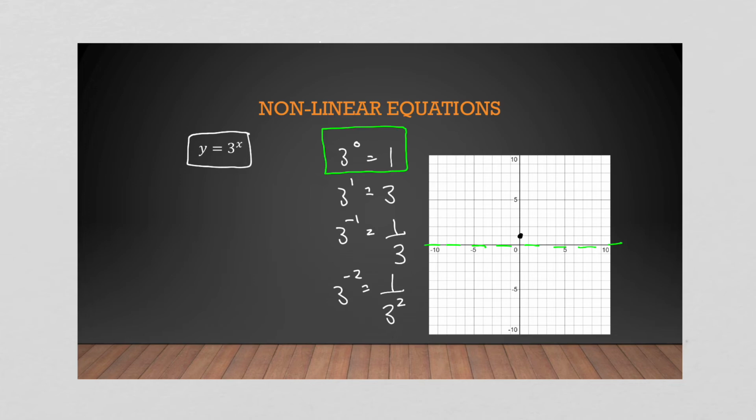And then just look at the behavior. When x is 1, we're already up to 3. When x is 2, we're going to be at 3 squared, which is 9. And you can see that this thing is just going to take off. Exponential growth goes up really fast. And then if we go the other way, we go to a third, a ninth, a 27th, and we get close, close, close, close, close, but we're never going to touch. So an exponential graph looks like that.